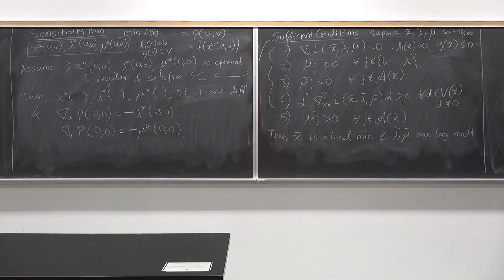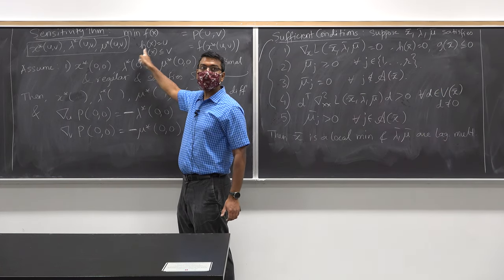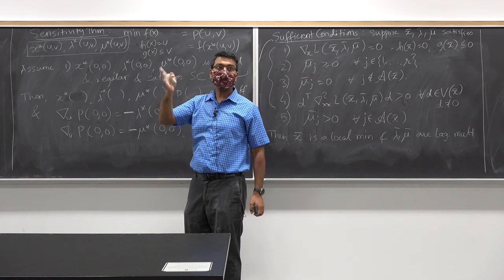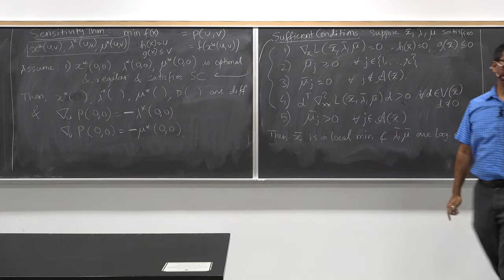Yes, please. Why can't we subtract the u or subtract the v and make it so we have some new h(x) equal to 0 and some new g(x) less than or equal to 0 and then just receive? That's a good point. So the reason why we don't want to do that is because we don't want to perturb the entire function h. We only want to perturb the constant part of h, whatever the constant part be. So that's the best way to write it.